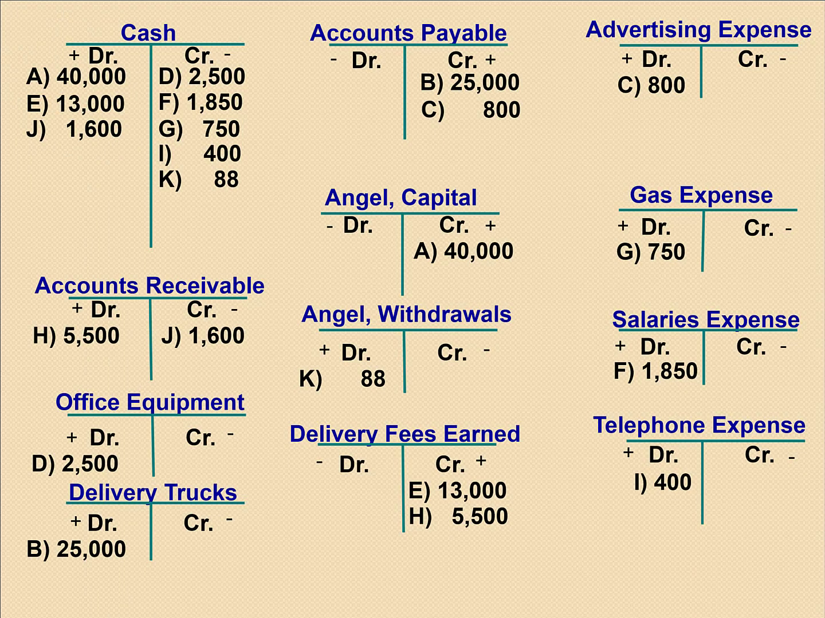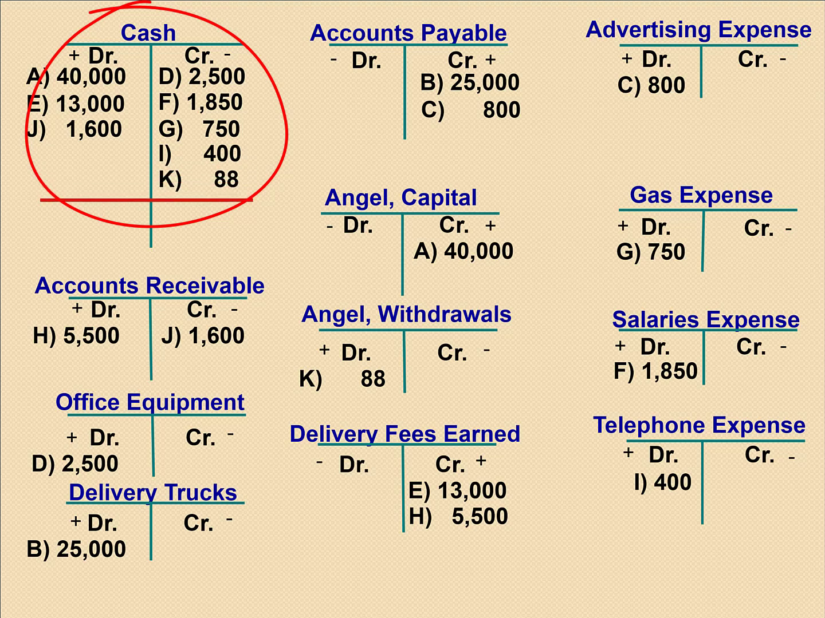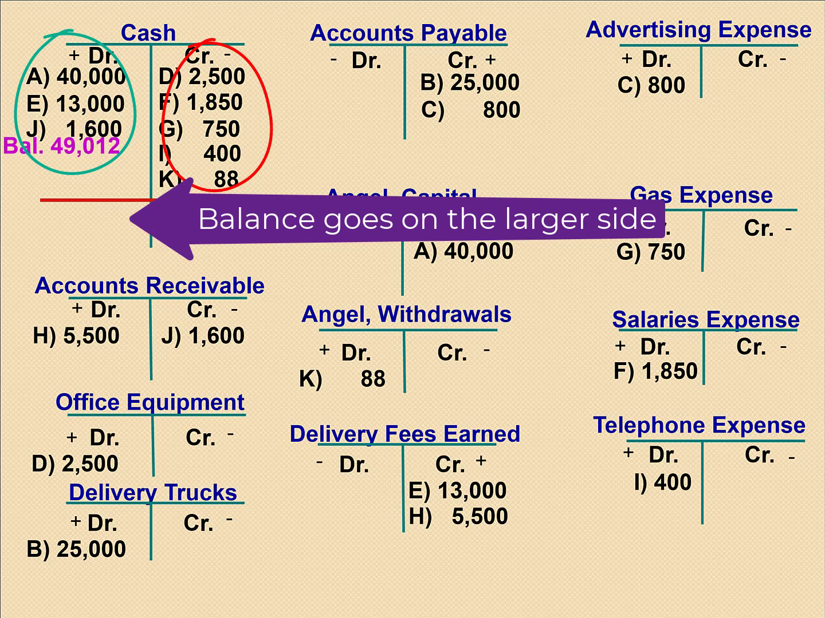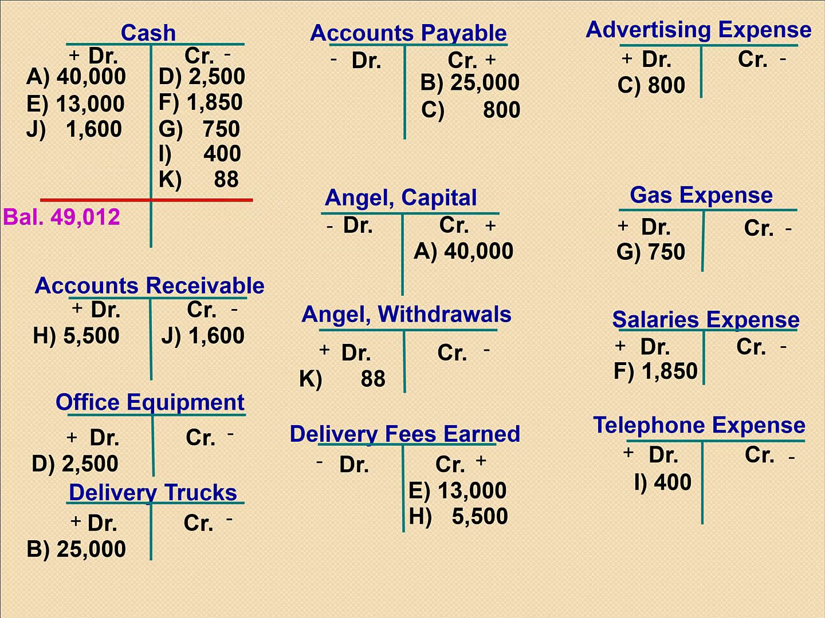So our last task in this project is to calculate our balances. So let's start with cash. So we're going to draw a horizontal line after the last number. We're going to add up the debits and subtract the credits. And we actually already did this in the previous slide. So we're going to write BAL 49,012. So when your boss hounds you about, well, how much cash you got, you're going to tell her we have $49,012.